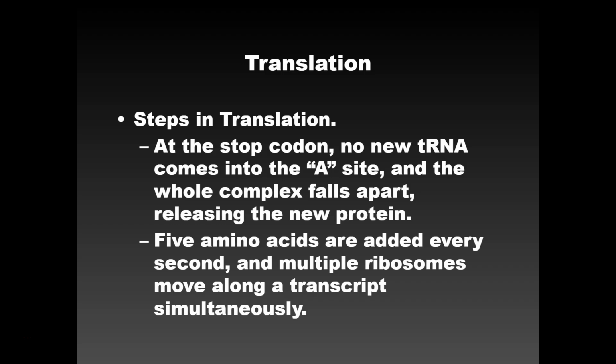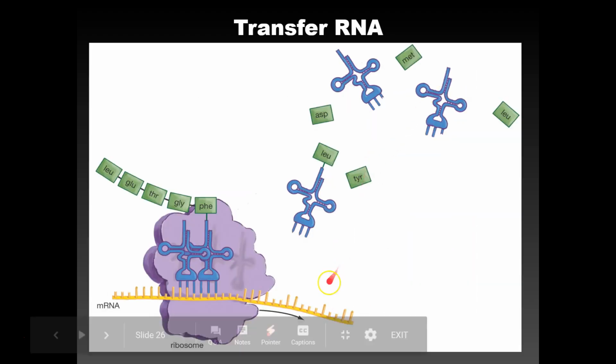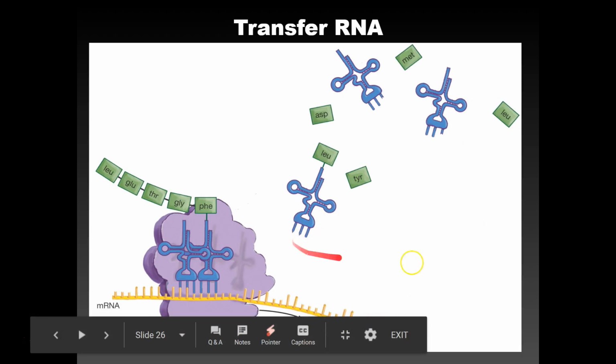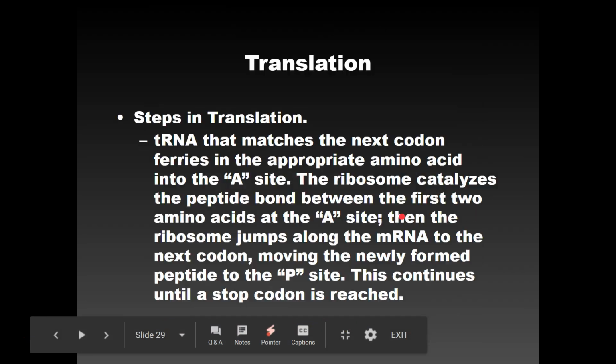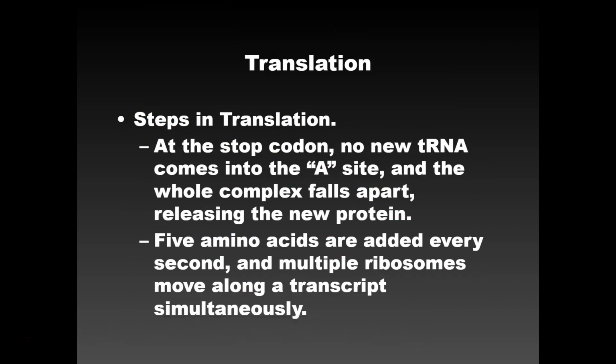Okay. 5 amino acids are added every second, and multiple ribosomes can move along a transcript simultaneously. I'll show you what that might look like. So you could just have another ribosome right here working on this same exact piece of mRNA, building that same protein. Okay, so this is a very, very fast and quite energetically expensive process.